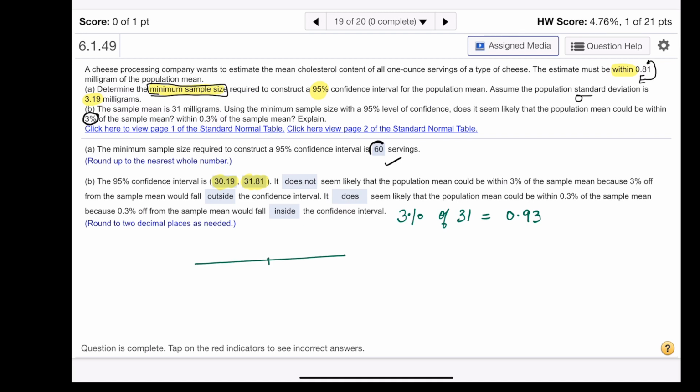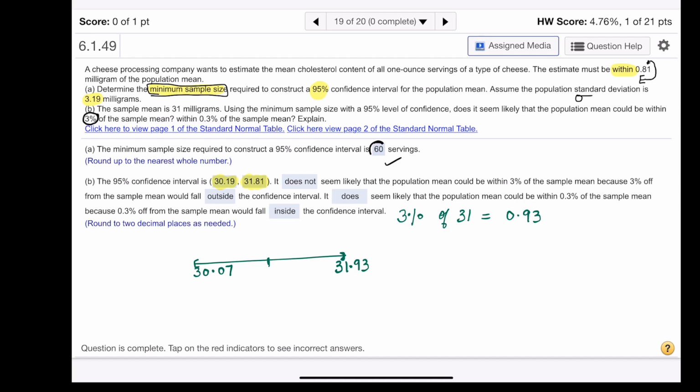So they're asking me, will the population mean be within 3% of the sample mean? So the sample mean is 31. I'm going to add 0.93, so that is 31.93 here, and I'm going to subtract 0.93, which would give me 30.07. So you see that at 3%, these are my upper limit and lower limit.